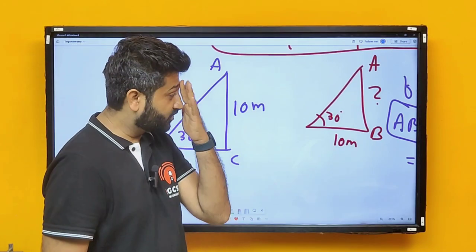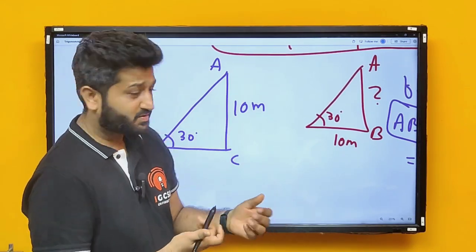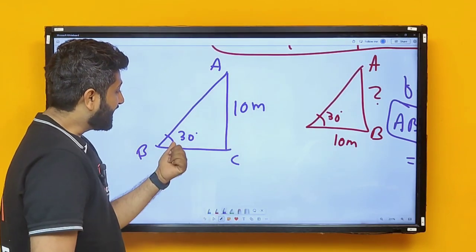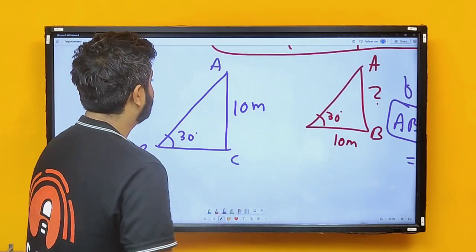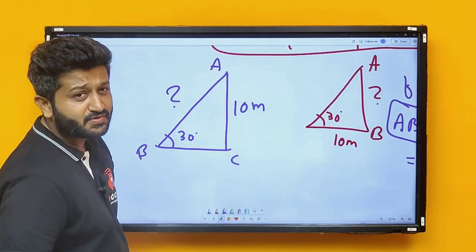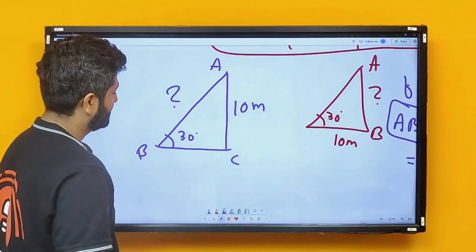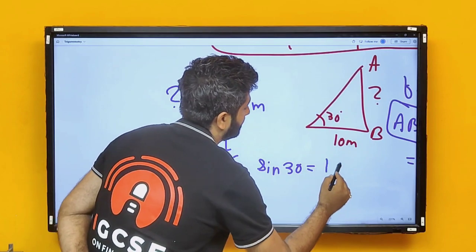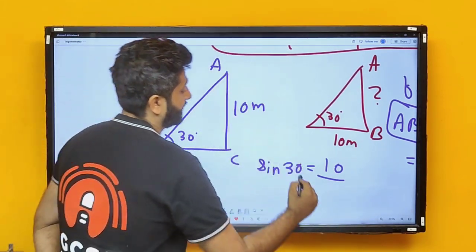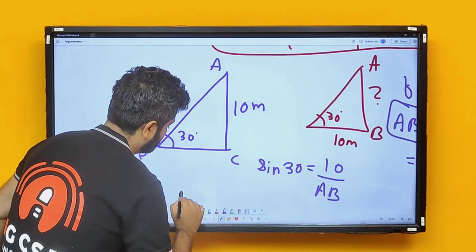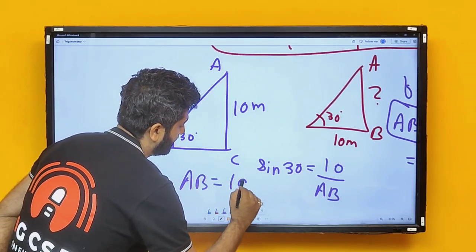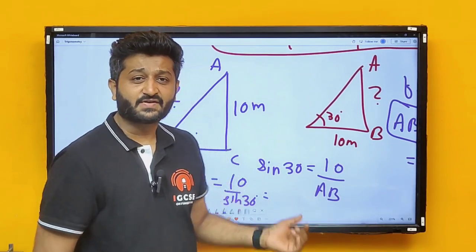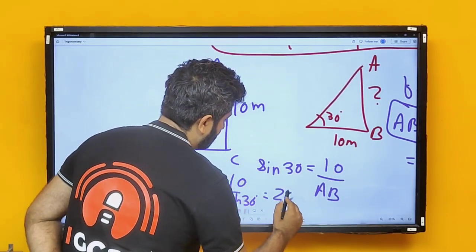Again, we have to use trigonometry. What trigonometry can we use? We have this angle, we have the side opposite, and we need to find the hypotenuse. So here we'll use sine theta. We have sine 30 equals 10 by AB. From here I can say AB is 10 by sine 30. Now I know that sine 30 is half, so 10 by half is 20.